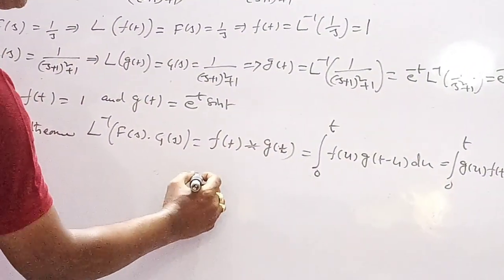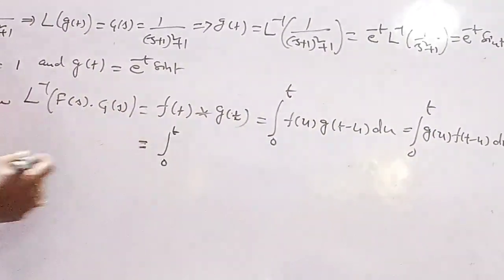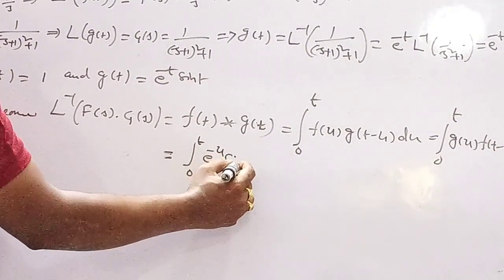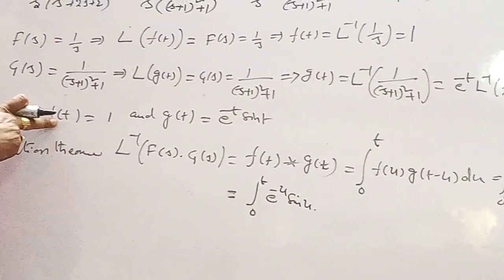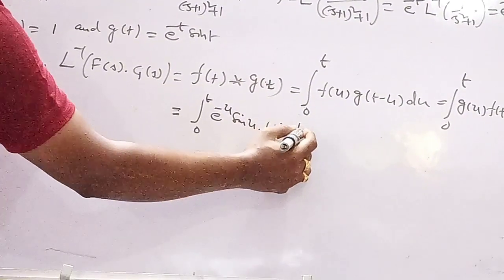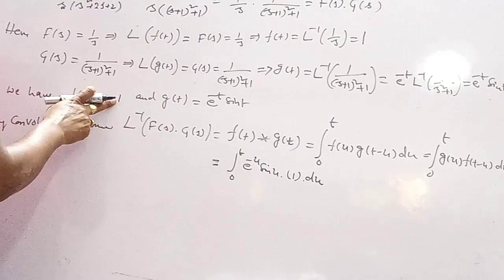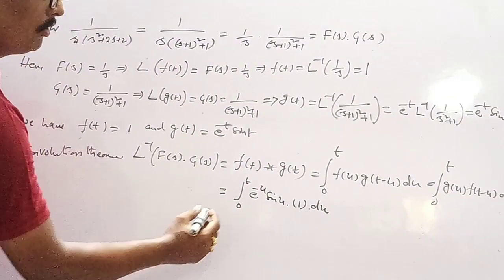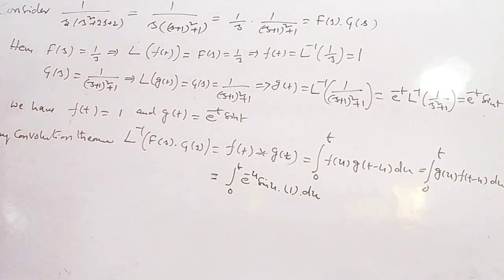So this is equal to the integral from 0 to t of g of u, which is e to the power of minus u sin u, into f of t minus u, and f's value is 1, so 1 into du. You need not write t minus u whole power 0, since that is t to the power of 0, nothing but 1. So we have the integral from 0 to t of e to the power of minus u sin u.